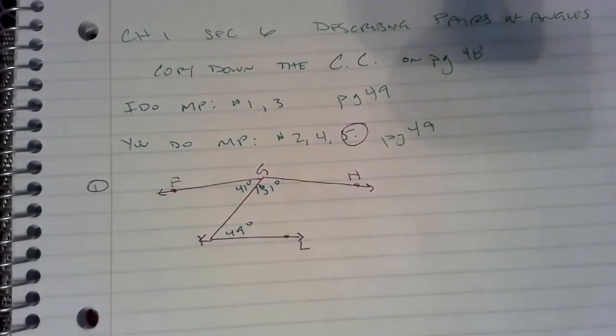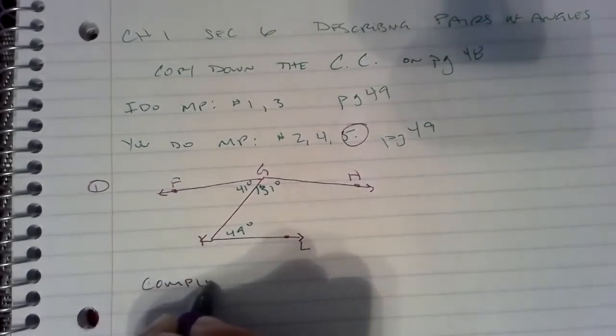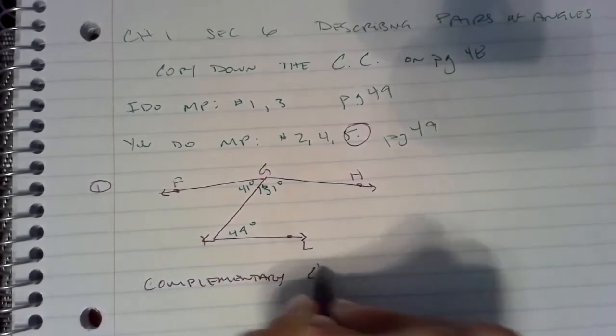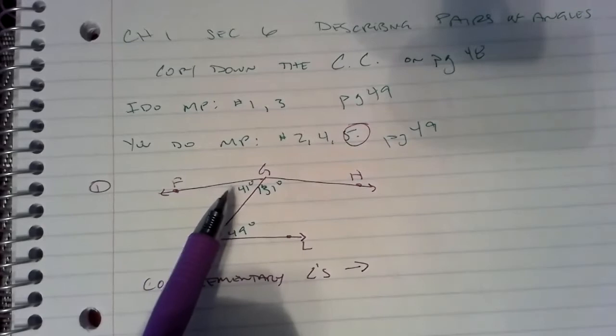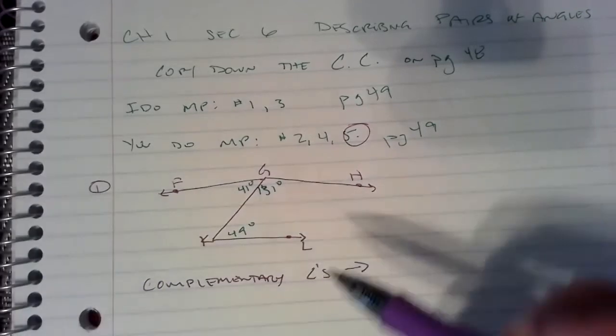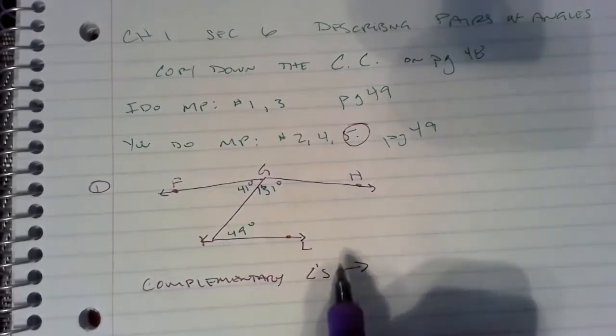Okay, so we need to go ahead and name a pair of complementary angles. All right, so we need two angles that add up to 90 degrees. So do 41 and 131? Does 131 and anything? Nope. But what about 41 and 49? They definitely do. So what are those angles?